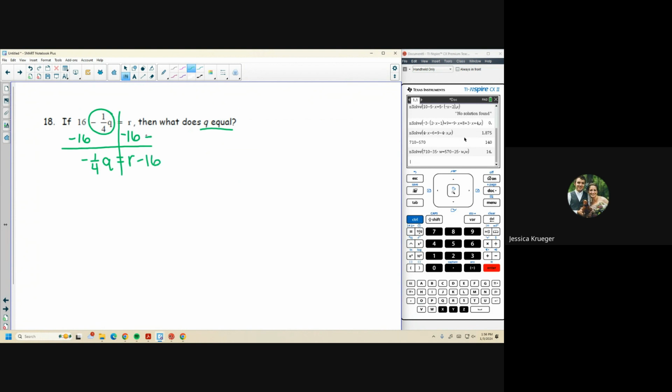Again, the 16 doesn't have an R, so I can't combine these. To get rid of a fraction, you can multiply by the reciprocal. So negative 4 over 1. So I'm going to multiply this side by negative 4. That gives me Q equals, we're used to seeing the number out front. And so this would be my answer. You could also write it this way.